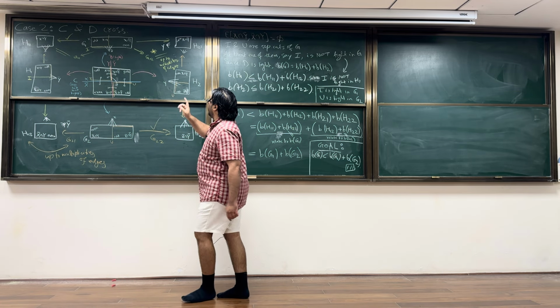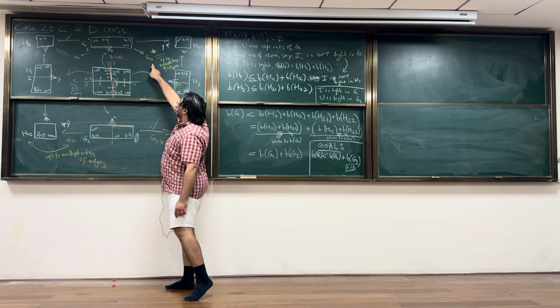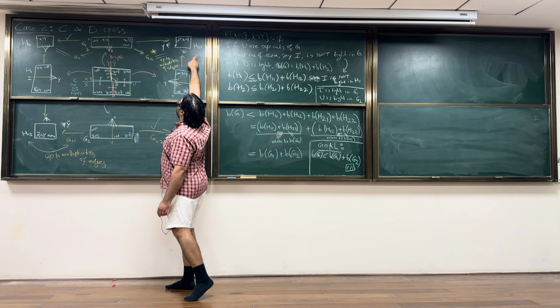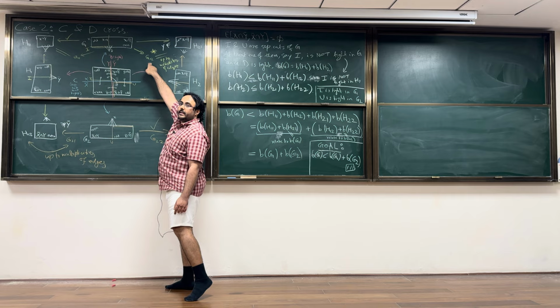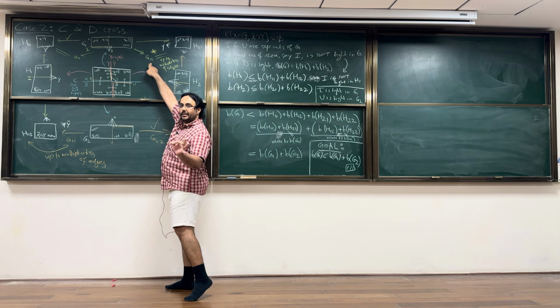So that is where we are using a crucial point: although this graph H21 is not the same as G12, it is the same up to multiplicities of edges. The B does not depend upon multiple edges.